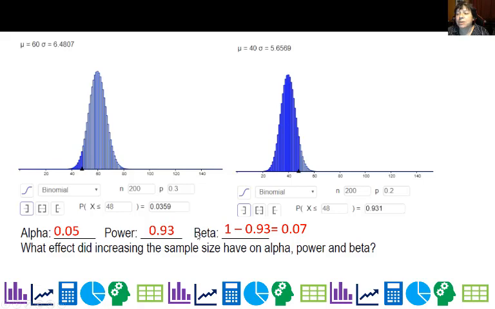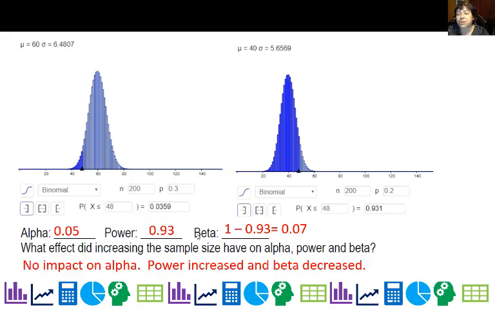What effect did increasing the sample size have on alpha, power, and beta? It actually has no impact whatsoever on the alpha because that's the number we're picking. Usually it's the 0.05. Power, it did have a change. It actually increased the power. Remember, it was more like 74%. Now it's 93%. Well, if power goes up, beta goes down, and our beta decreases.